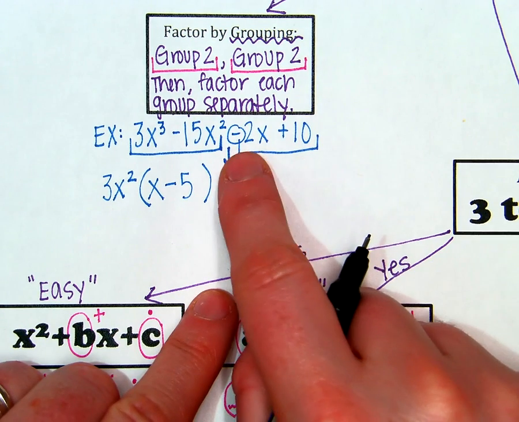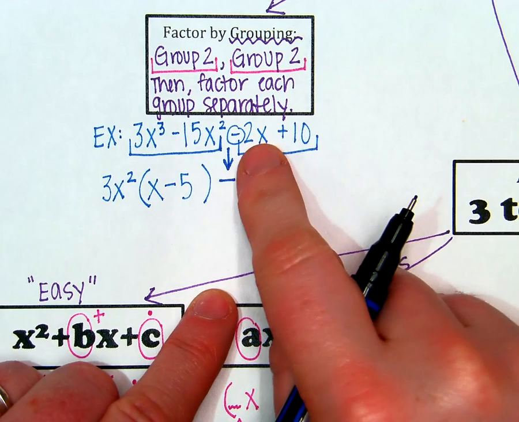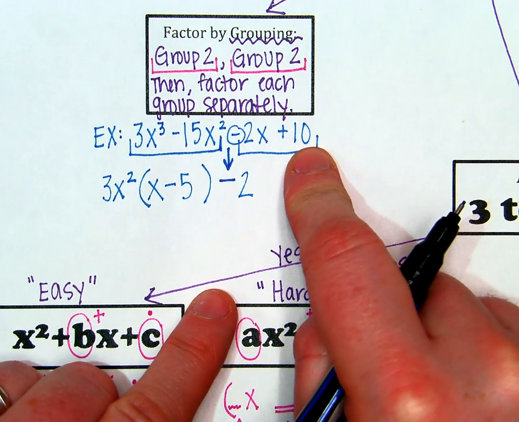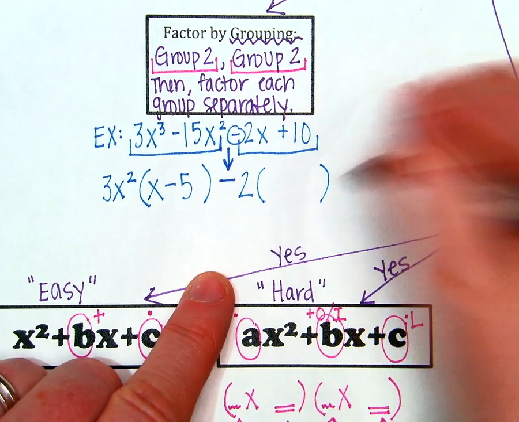Let's see, 2 and 10. 2 goes into both of those, so I'm going to take a 2 out. I have x, but I don't have any x's on the 10, so I can't take any letters out. I'm going to go ahead and set up my parentheses, and now I do my leftovers.